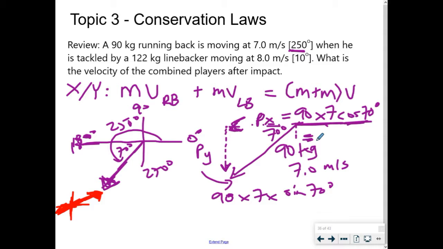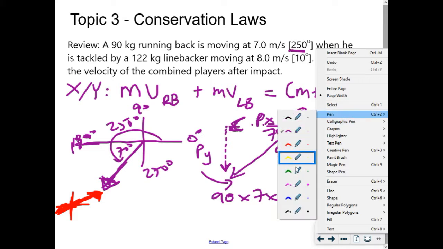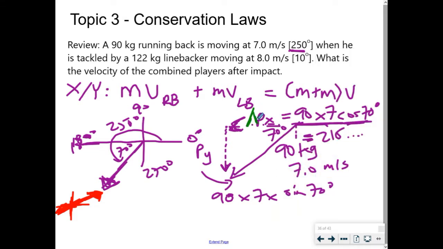If I do 90 times 7 times the cosine of 70, I get 215 and change. Anybody else get that? 90 by 7 by cosine 70? I got 215 and change. But honestly, because that value I need to use more later, why don't I just store this as a letter? I find that useful. So I'm going to store this as letter, say, A. The x momentum is now letter A, and I'll store it in my calculator.